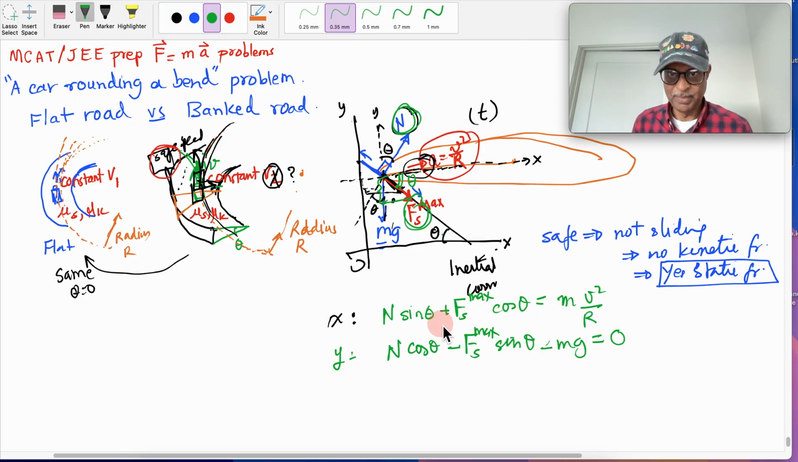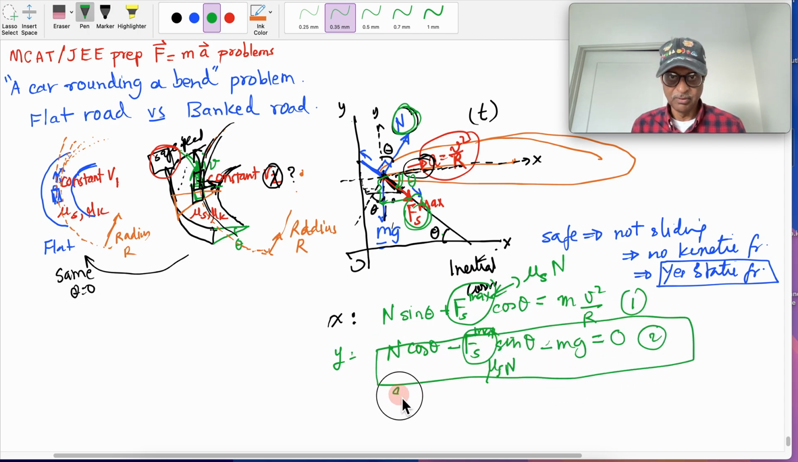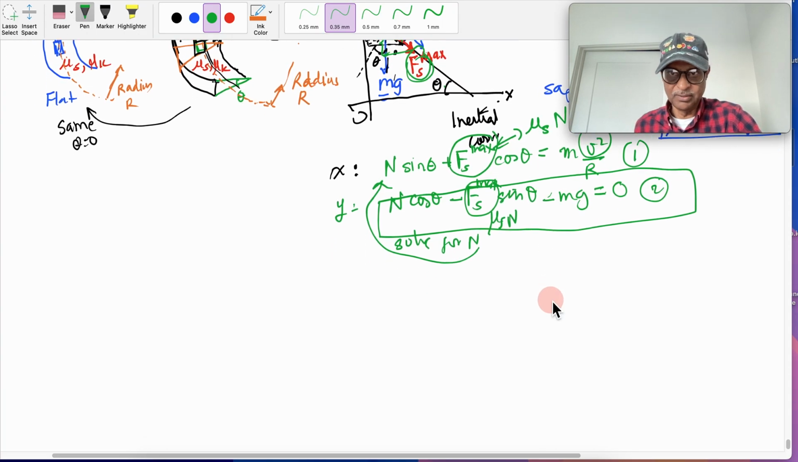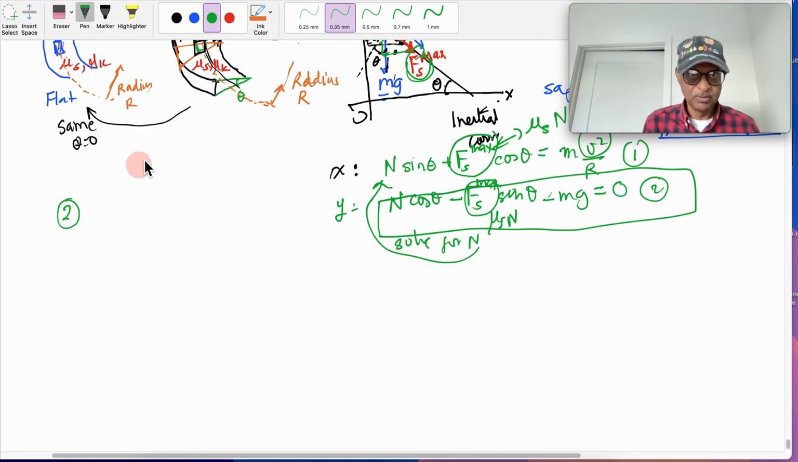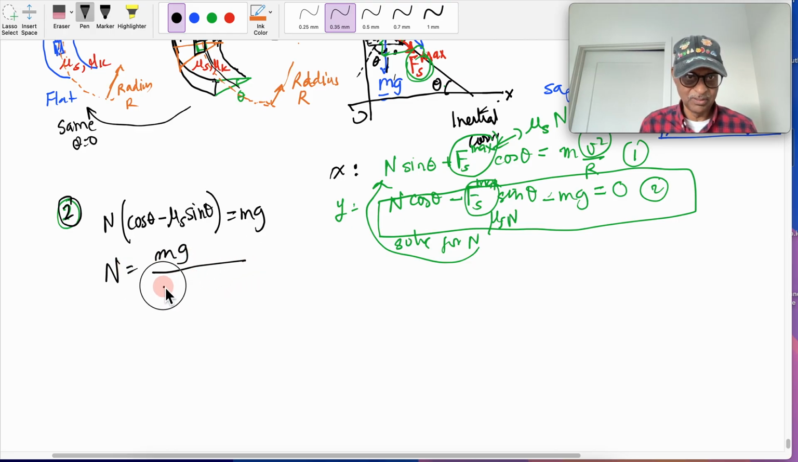So you can see that there are two equations here. Friction will simply be mu s n, because it's max, so mu s n. So it seems I can solve for n and plug into that, and that should give me the v. That's my strategy. Okay, so from the two I'm going to get n cosine theta minus mu s sine theta equals mg. So n is going to be mg over cosine theta minus mu s sine theta.